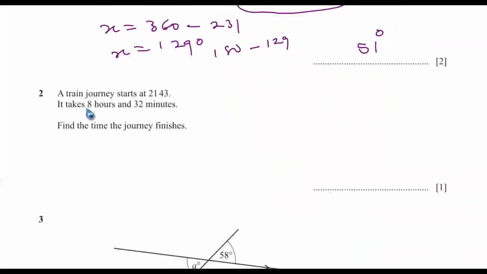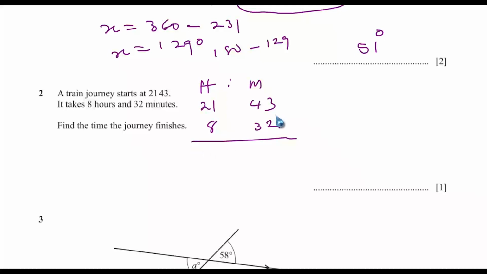Question 2. A train journey starts at 21:43, that's in 24-hour time. It takes 8 hours and 32 minutes. Find the time the journey finishes. So what you can do here is to write the hour and the minute here. You put 21 here and 43 here. You can easily add 8 hours 32 minutes to get the time the journey finishes. So 8 hours here and 32 minutes here.